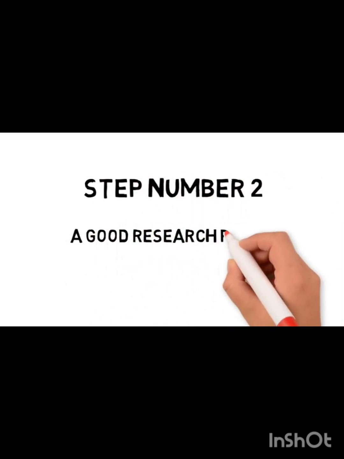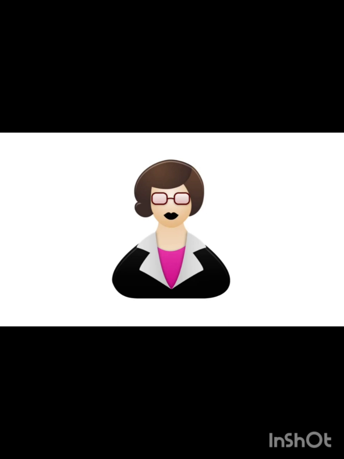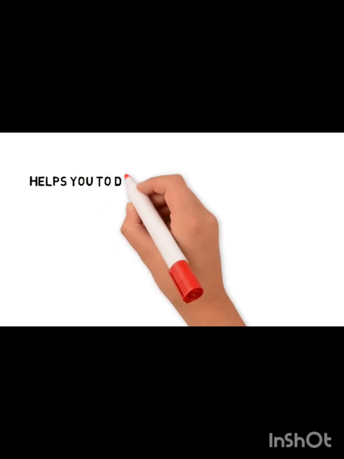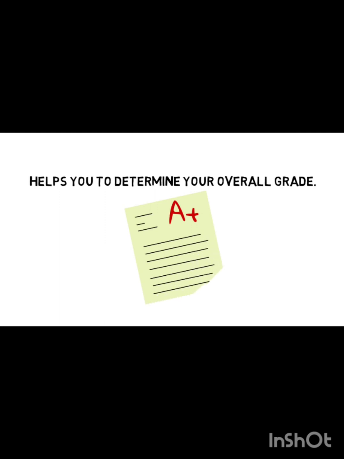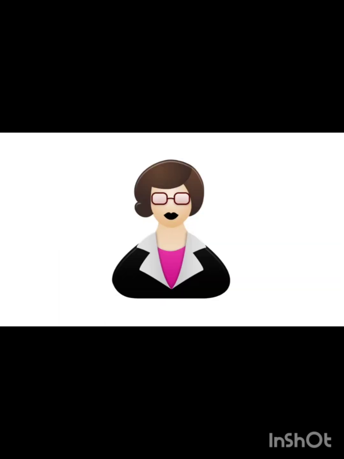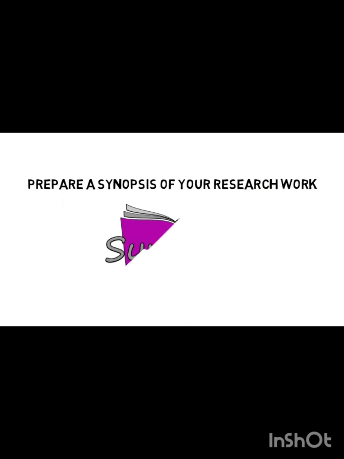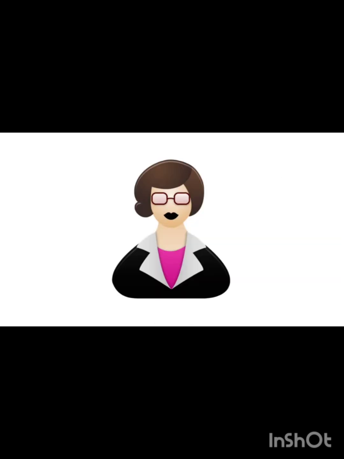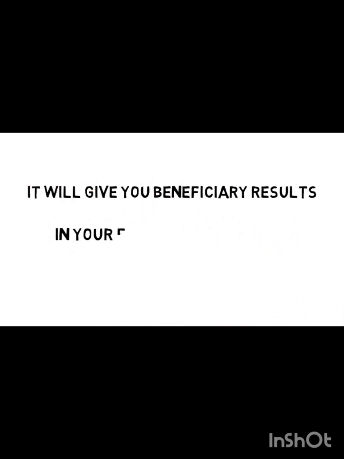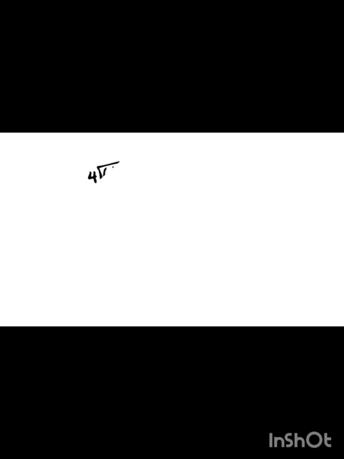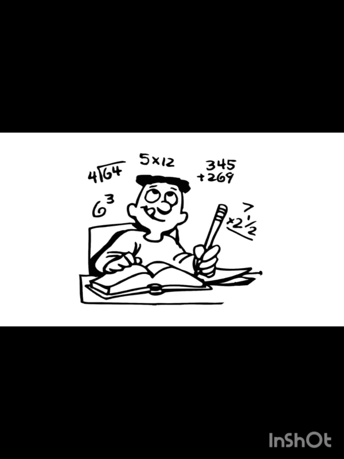Step number 2. A good research paper. As said before, a research paper is a crucial determining factor in your education level. It will help you to determine your overall grade. In the normal case, the research work or dissertation will come towards the last semester of your course. Before writing research papers, you also need to prepare a synopsis of your research work. It is generally considered as a rough draft of your research paper. When you prepare a synopsis, it will give you beneficial results in your final research work. So, a good research work needs to be started with a project synopsis.